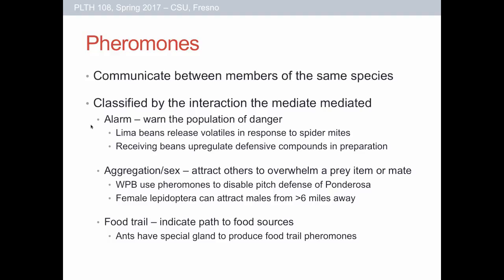So you have things like alarm pheromones, which are released whenever there's danger. It warns the rest of the population. An example of this would be lima bean plants. When lima beans are being fed upon by spider mites or many other piercing-sucking insect pests, they release a whole bunch of those green leaf volatiles, and those tell all the surrounding plants that there's some sort of pest feeding on them, and they will all upregulate their defensive pathways to prepare for the pest to move over to them. So just a nice little warning to the others.